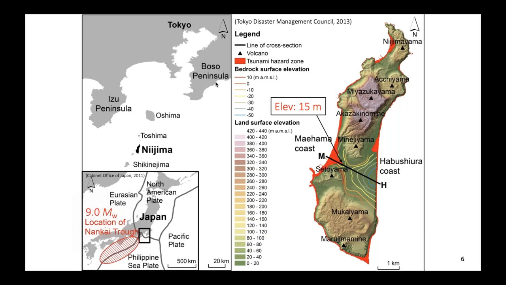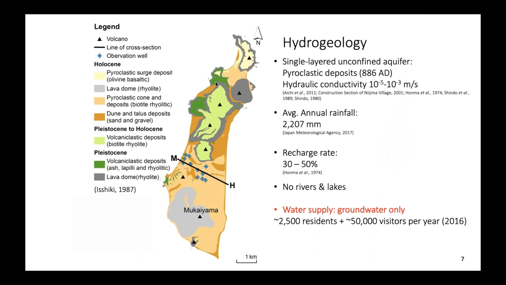So this is the geological information of this island. This island has a single-layered unconfined aquifer, which was formed by pyroclastic deposit in 886 AD. And I would like to highlight that the hydraulic conductivity is relatively high. The average rainfall on this island is around 2000 millimeters per year, and about 30 to 50% of the annual rainfall recharges the groundwater system. There are no rivers and no lakes on this island. So groundwater is the only freshwater supply source for the local people.